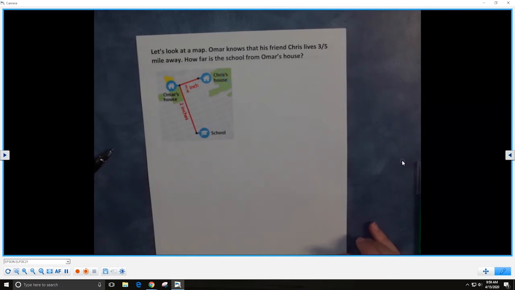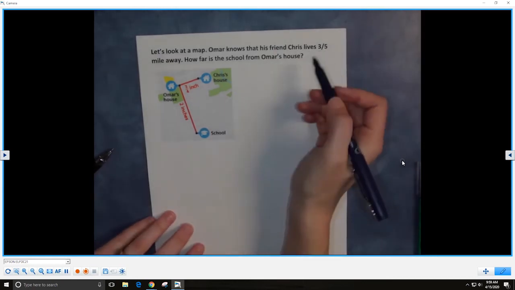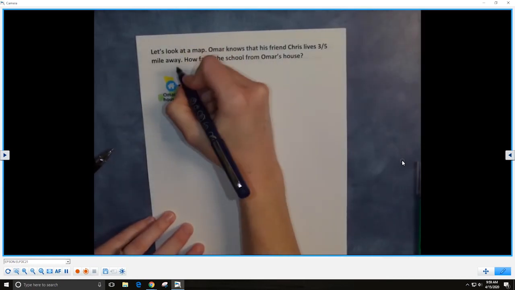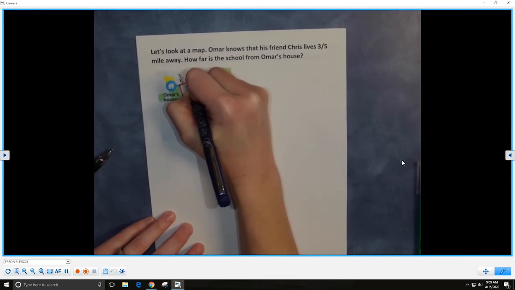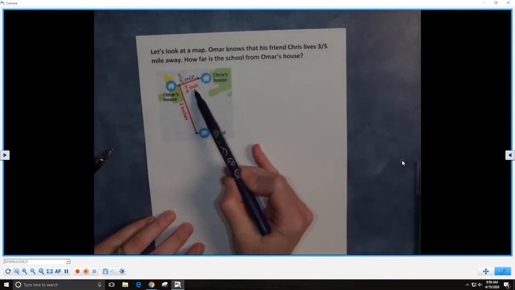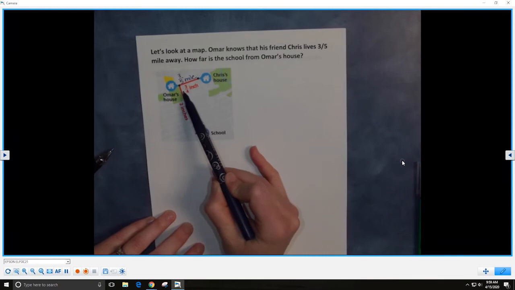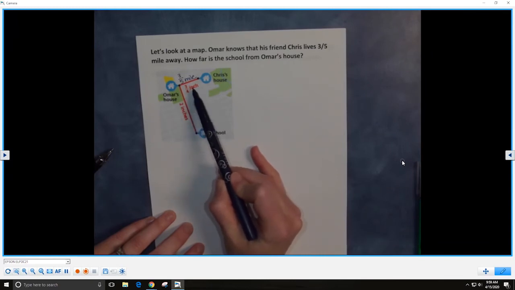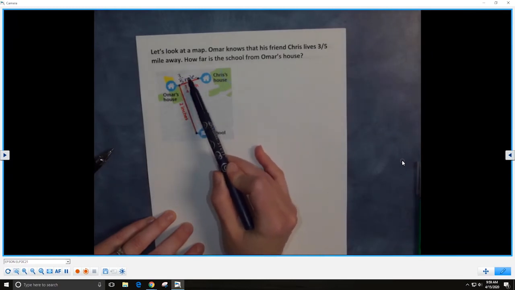Well, we can see from the map that the distance from Omar's house to Chris's house is 3/4 of an inch. The distance from Omar's house to school is 2 inches. Let's think about the scale of the map. We know that Omar's house is 3/5 mile from Chris's house. It tells us that here. Well, we can see on the map that that distance is marked as 3/4 of an inch. So 3/4 of an inch on the map actually represents 3/5 miles.